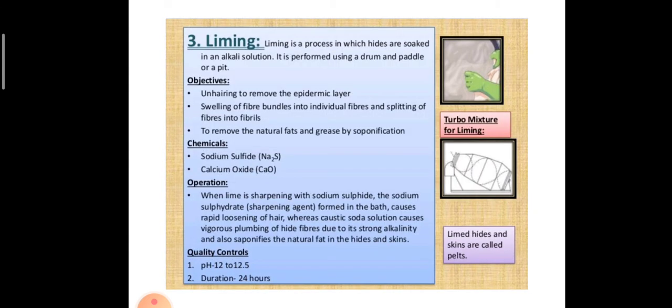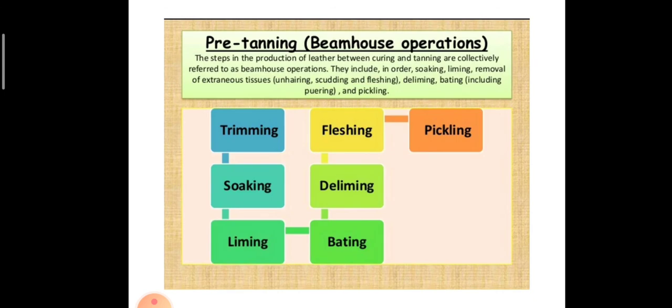So remember the pre-tanning beam house operations: trimming, soaking, liming, fleshing, deliming, bating, and the last one is pickling. So this is the pre-tanning process. Next we pass on to the tanning process in the next class. Thank you.